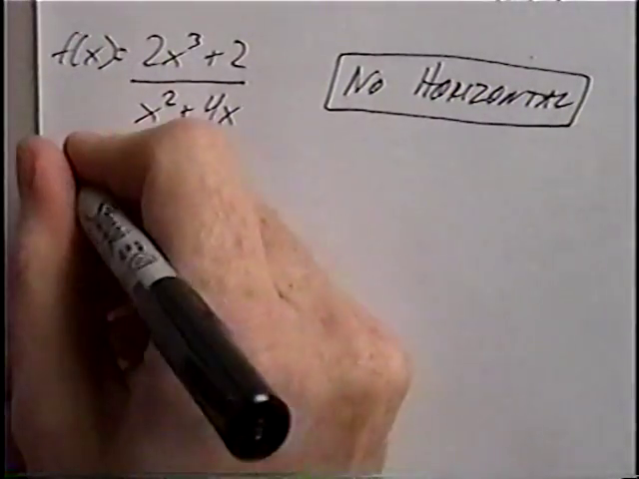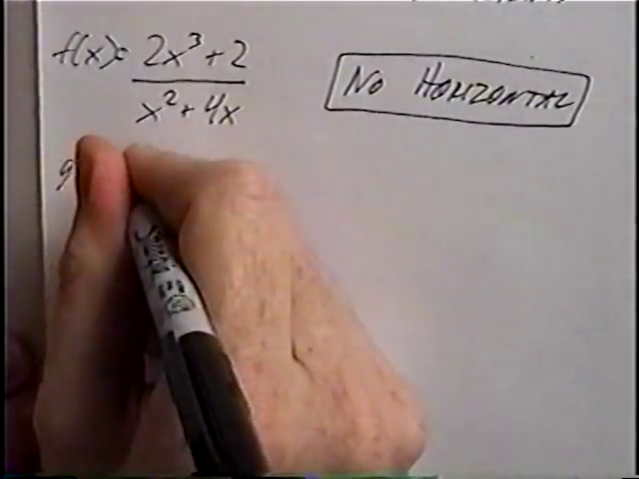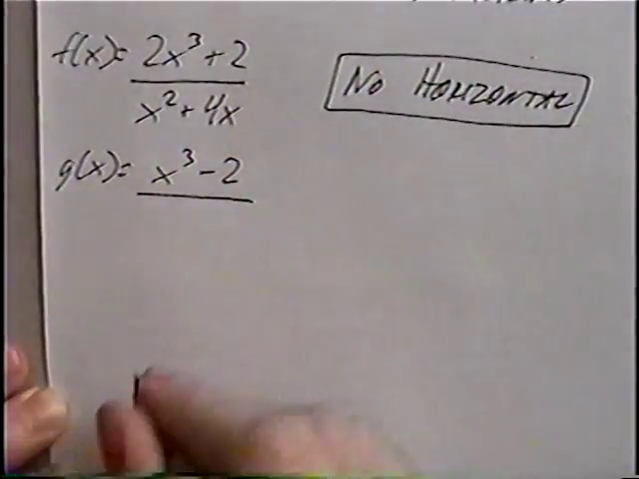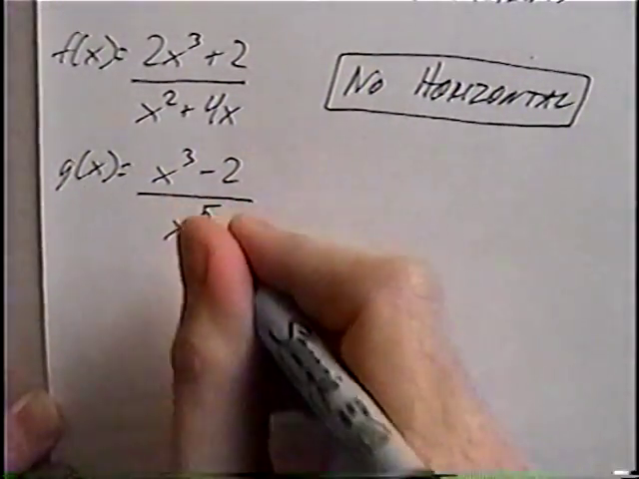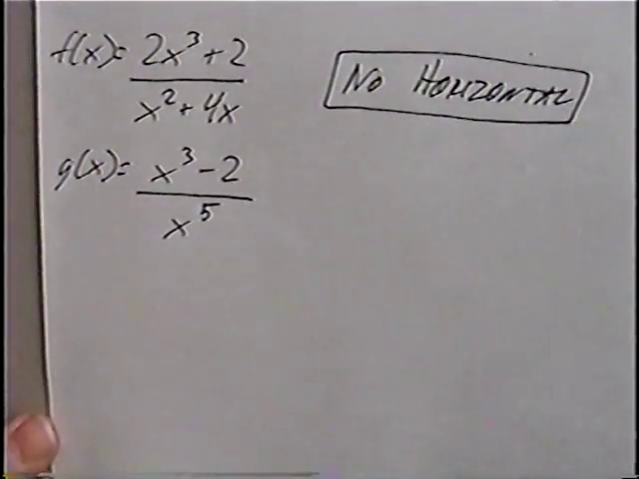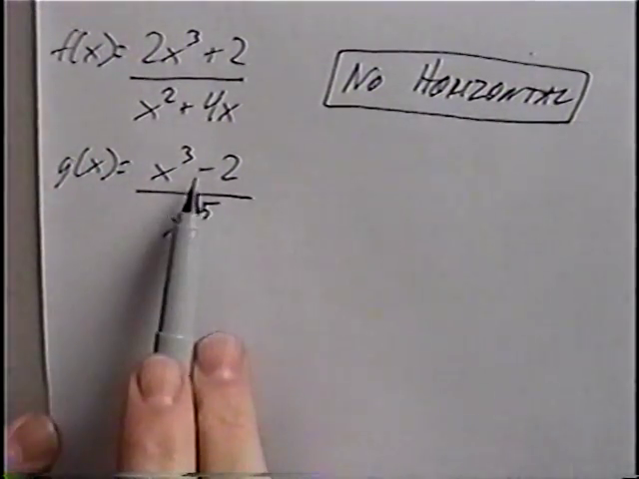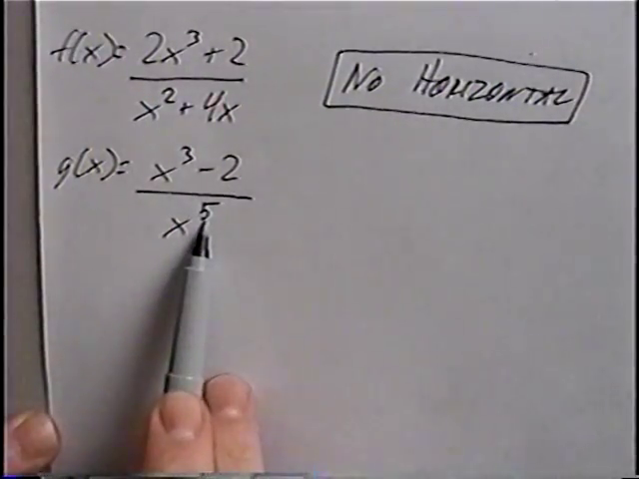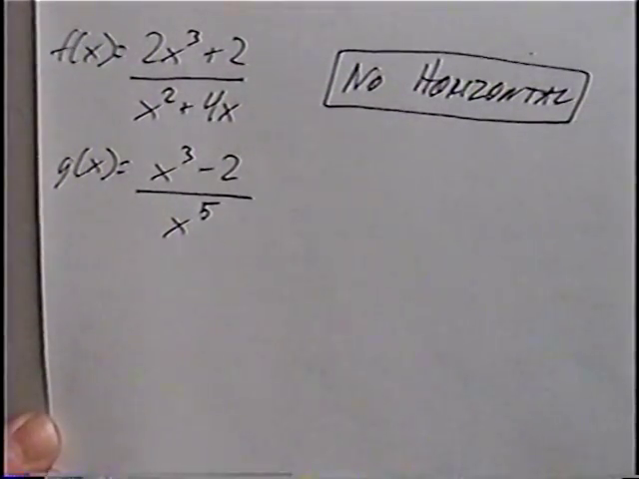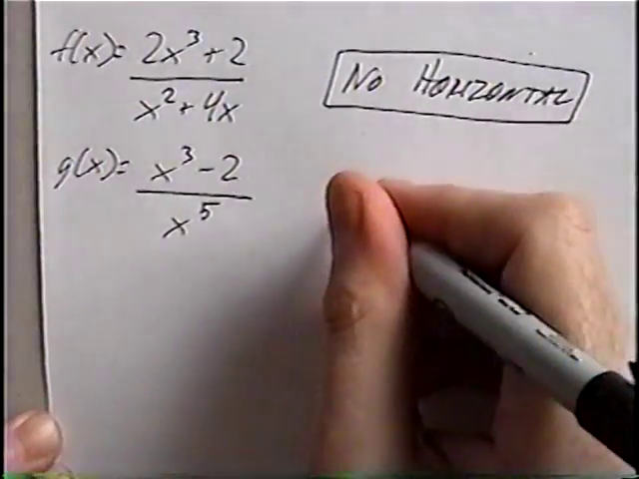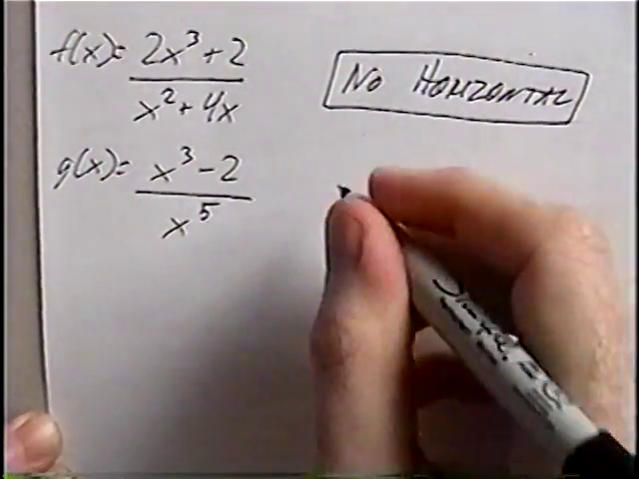Second question, g of x equals (x^3 - 2) over x^5. And again, you look at the degree, or highest exponent. In this case, the numerator has a lower degree than the denominator. And looking at the definition, a lower degree in the numerator means the horizontal is y equals 0.